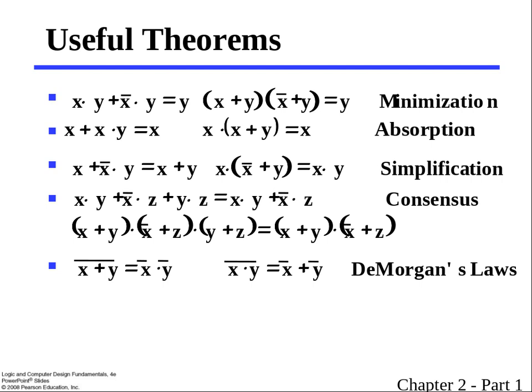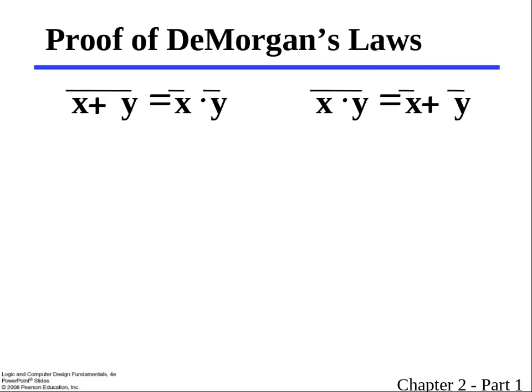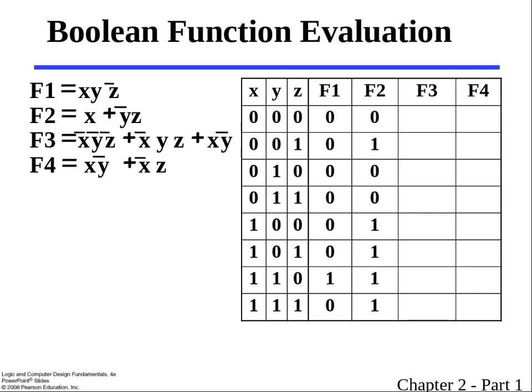Other theorems, and you can study these if you want to, and these may be helpful for your homework, but we're not going to go through them too much today. We're not going to do the proof of simplification right now, or of De Morgan's law, because those are covered in discrete math. You may just assume that they work. But for here, this is pretty important.